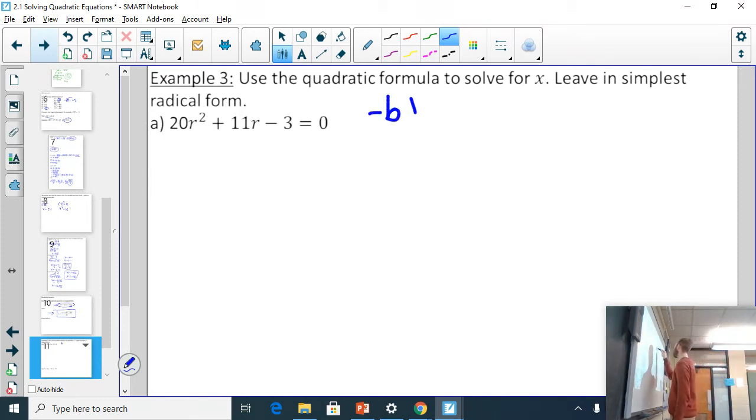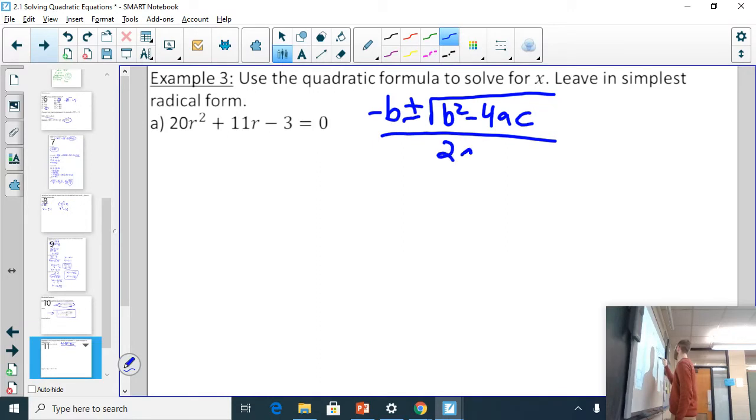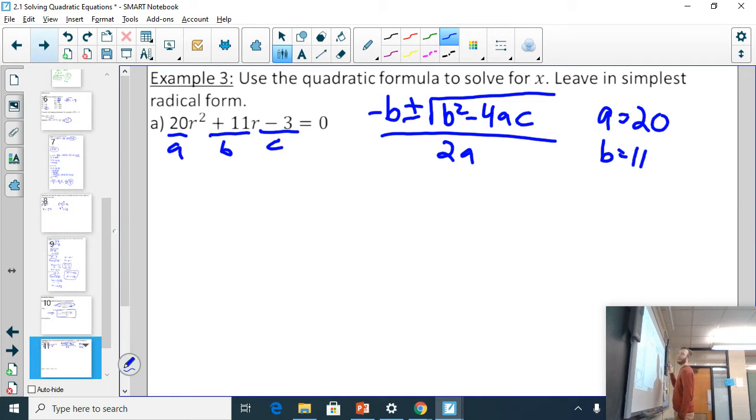It's negative b plus or minus the square root of b squared minus 4ac all over 2a. And this is a, this is b, and this is c, right? And sometimes I might like to write it off to the side just to help me out. A is 20, b is 11, and c is negative 3. All right, c is negative 3. And it wants it in simplest radical form. So let's just do this.